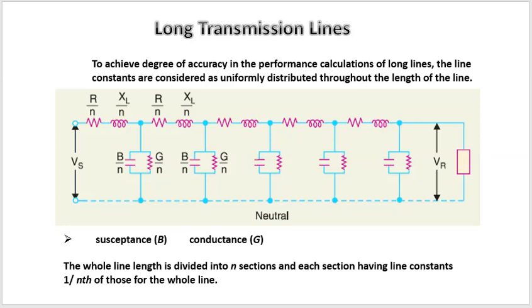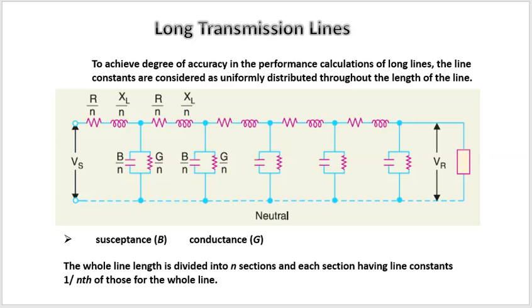Then we have discussed the three different methods to solve the medium transmission line. These methods were nominal pi model and nominal T model. To continue our previous topic, we will study the long transmission line today.